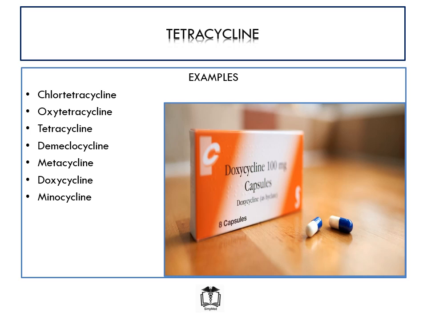What are the examples of tetracyclines? They include chlortetracycline, oxytetracycline, tetracycline itself, demeclocycline, methacycline, doxycycline, and minocycline. What you need to note from this slide is that the potency of the different examples of tetracycline tends to increase as we go down the list. So the most potent tetracycline is minocycline. The least potent tetracycline is chlortetracycline.